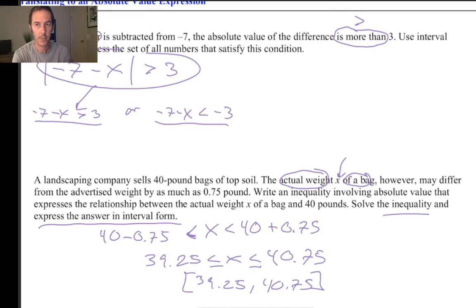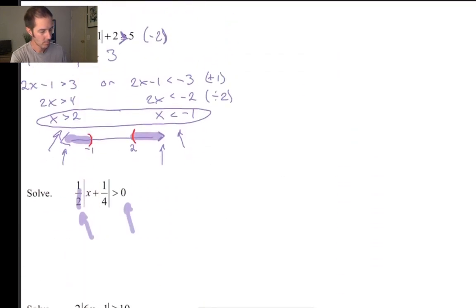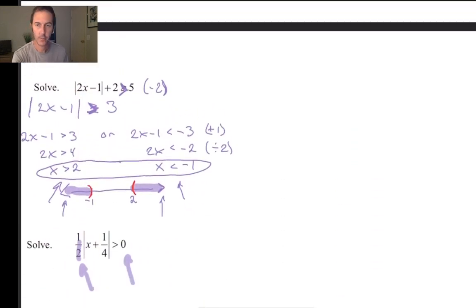Don't forget that if you multiply both sides or divide both sides by a negative number, that you need to switch the sign. And don't forget to use parentheses or square brackets whenever it is appropriate.